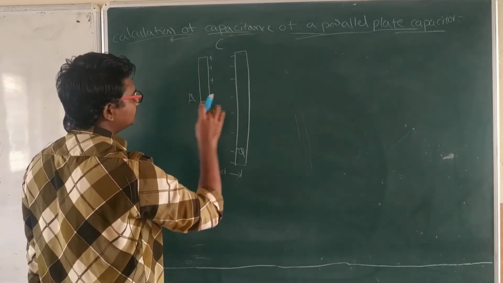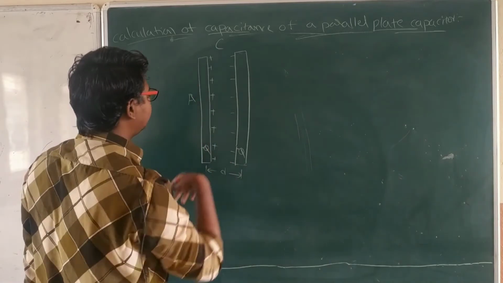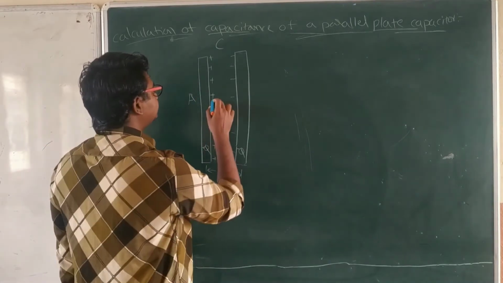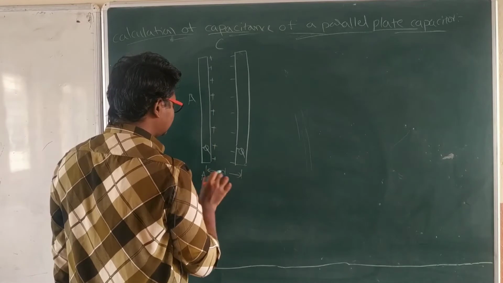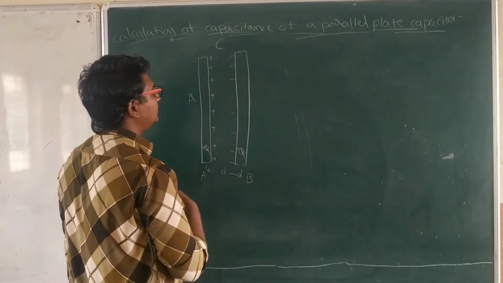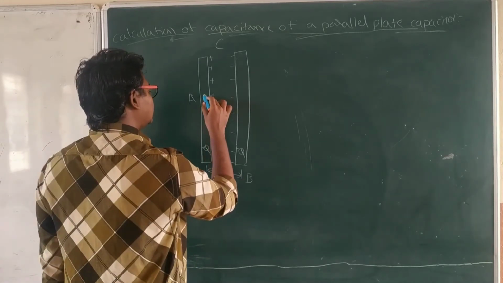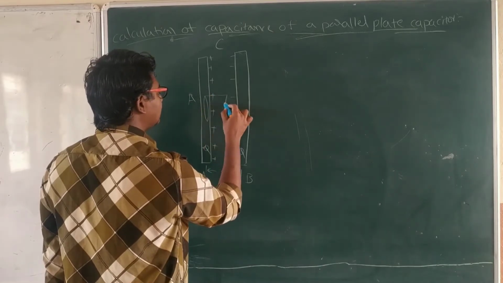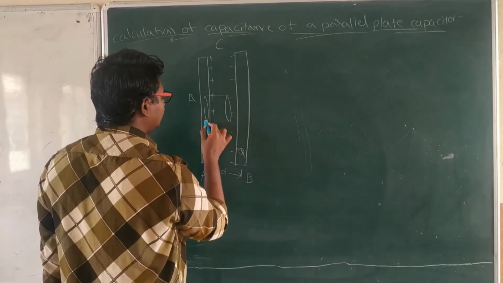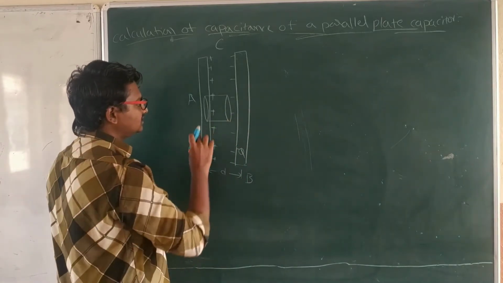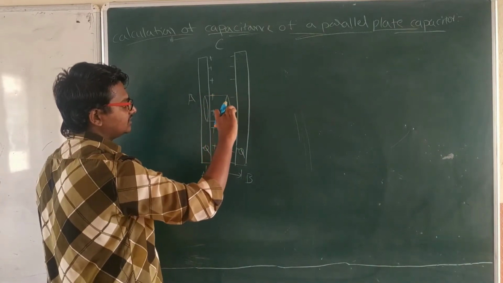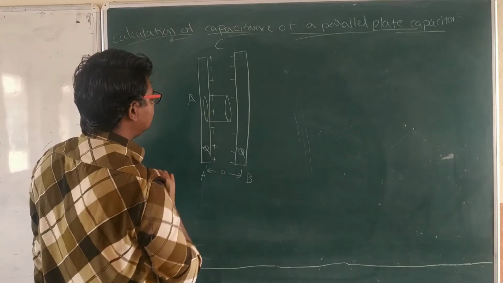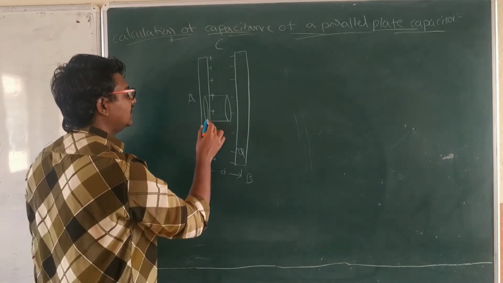This side A and that also A only. Area of the plate is capital A. Plate names, let's give plate name A and B like this. Now let's consider a Gaussian surface like this. Here I have considered a Gaussian surface in this manner. A cylindrical Gaussian surface I have considered.